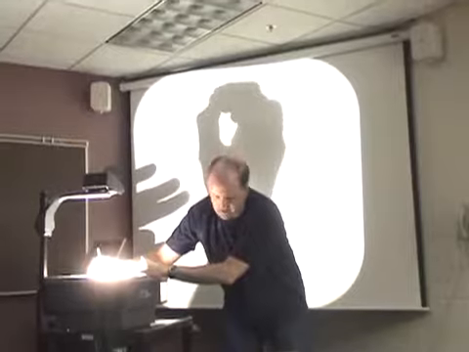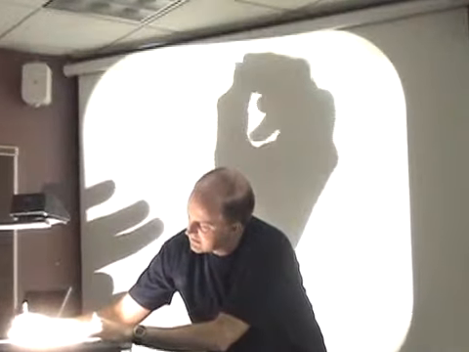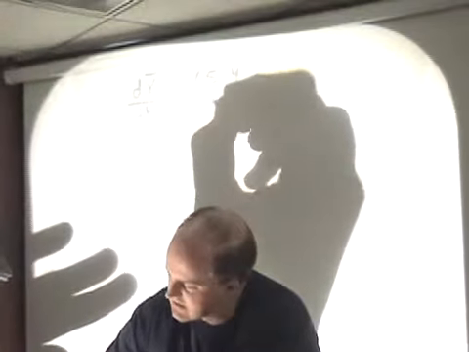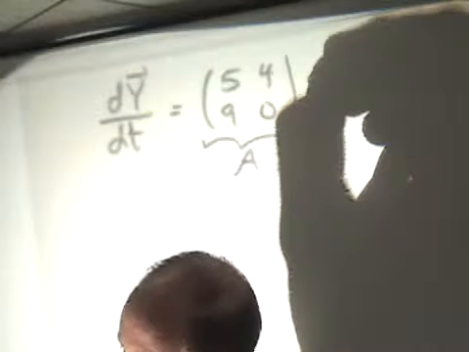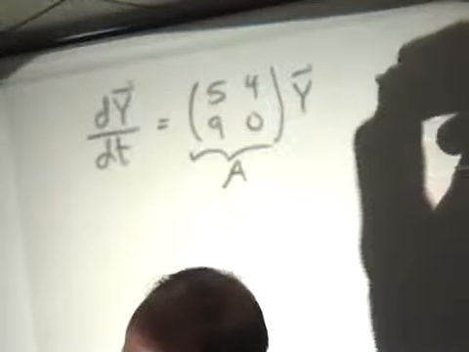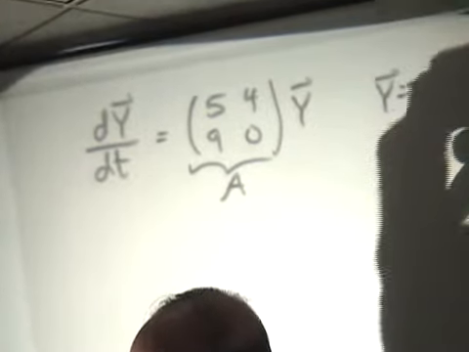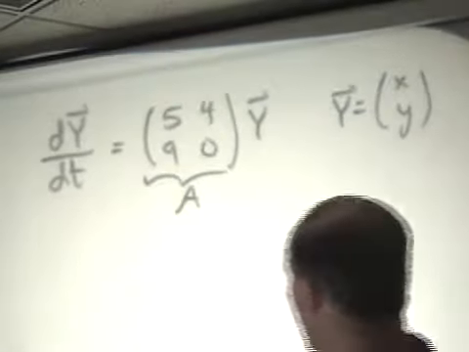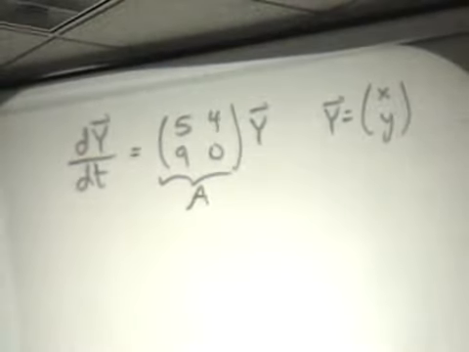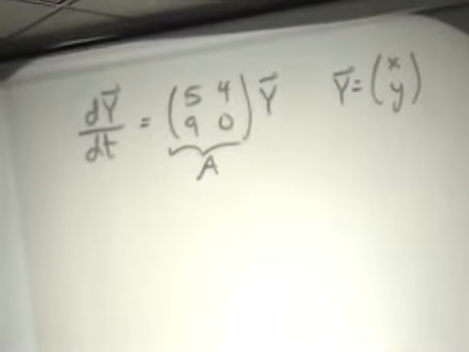dy/dt equals this matrix. That'll be my matrix A, consisting of the entries 5, 4, 9, and 0, times the vector y, where, as usual, the vector y is two-dimensional and its components are little x and little y. I'm going to write it as a column vector.